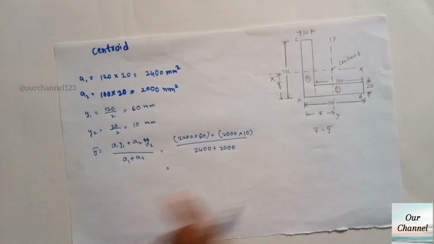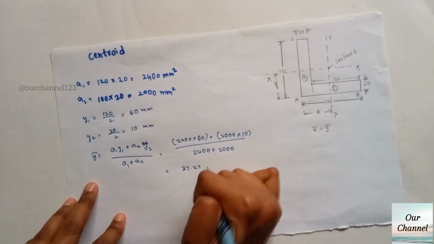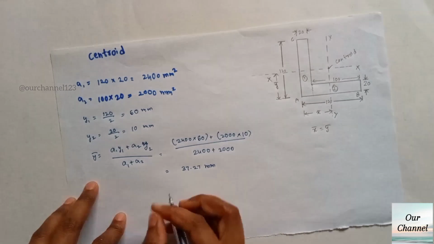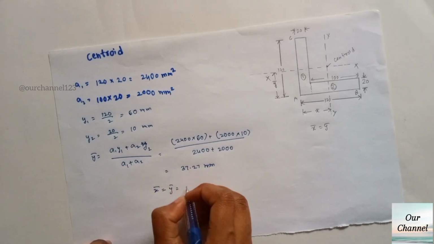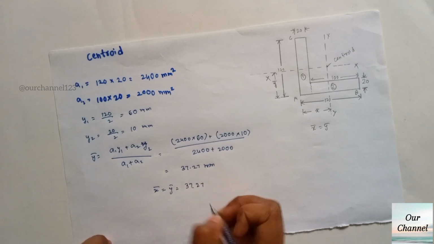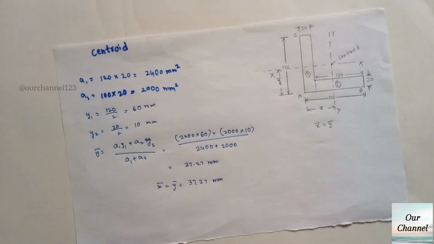So by calculating we will get the answer as 37.27 mm. So x bar and y bar is 37.27 mm. The centroid of the given section lies at 37.27 mm from AC and AB.